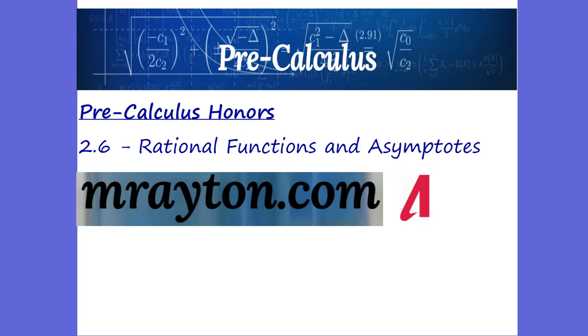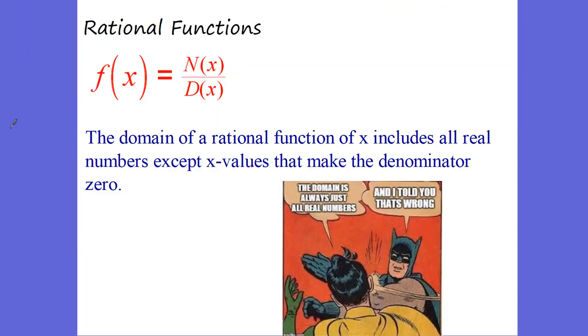This is section 2.6, rational functions and asymptotes. So we're going to be doing some work on rational functions and asymptotes, and you might be asking, what in the world is a rational function? What in the world is an asymptote? So let's answer those questions.